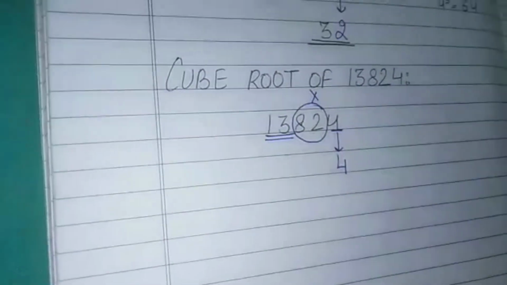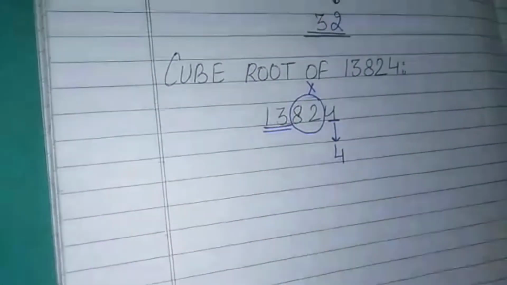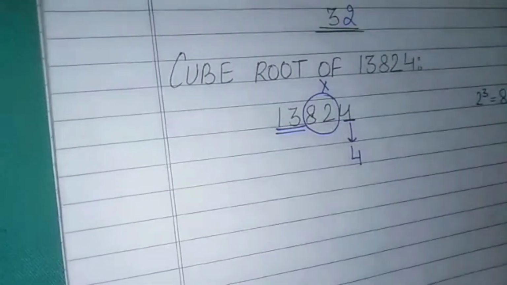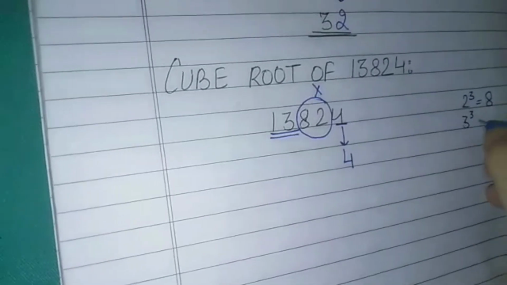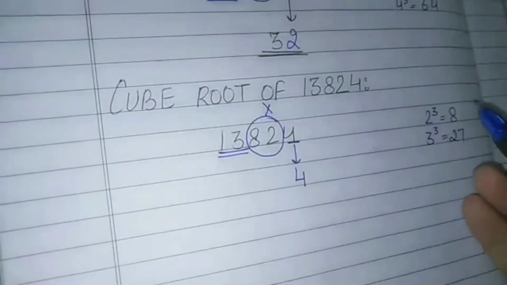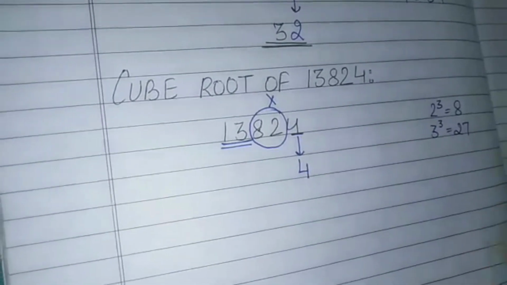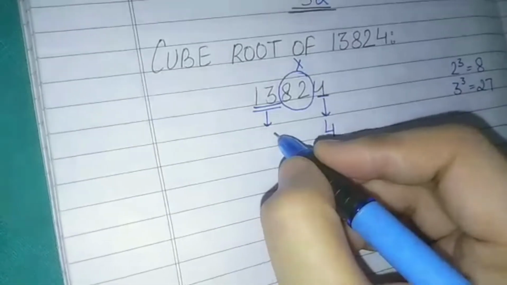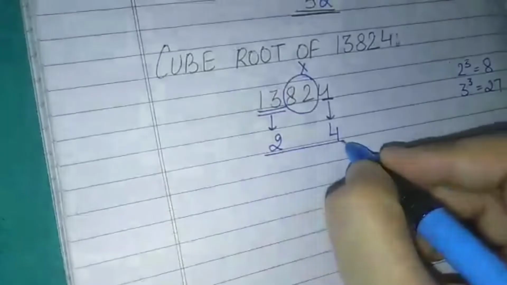Talking about 13, we need to check between which two cubes 13 lies. 2 cube is 8, we know that. 3 cube is 27, and 13 definitely lies between 2 cube and 3 cube. So our answer will be the smaller one, that is 2, giving 24 as our answer.